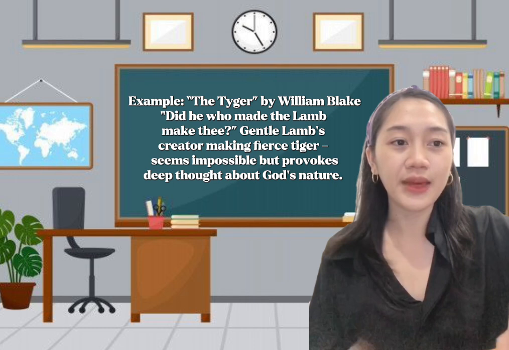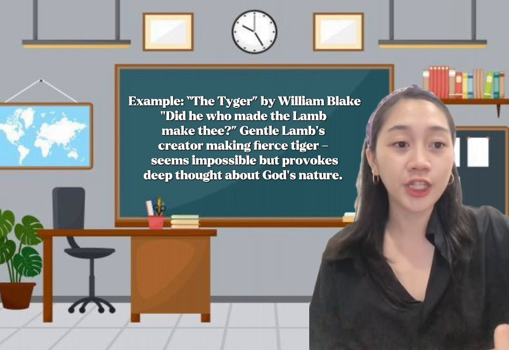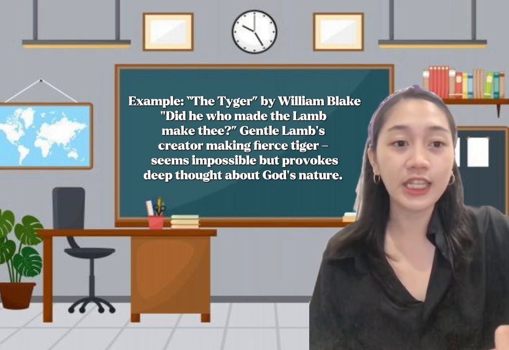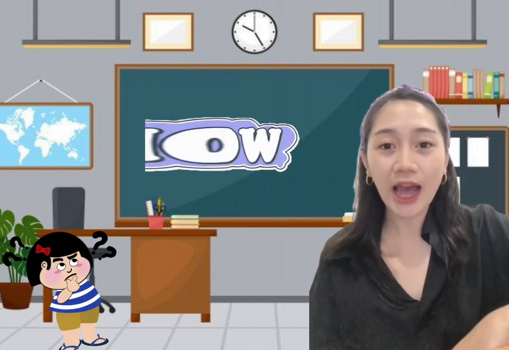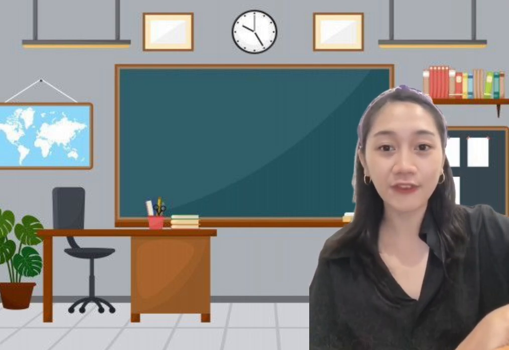The Tiger by William Blake. Did who made the lamb make thee? Gentle lamb's creator, making fierce tiger, seems impossible but provokes deep thought about God's nature. So how can a creator make both gentle and fierce creatures? It makes us think about good and evil in the world.